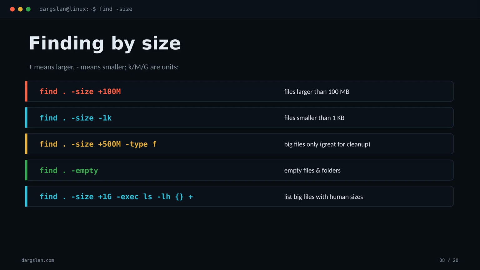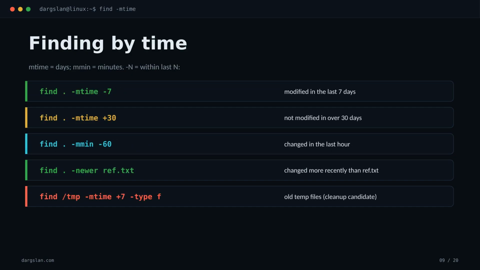a real cleanup superpower. From size, we move to time, finding files by when they were last touched. The pattern is straightforward. -mtime works in days, -mmin in minutes, and the sign in front tells find which direction to look. A -7 means within the last 7 days, while +30 means untouched for over a month. You can also compare against a reference file with -newer, which is perfect for catching everything modified since your last backup. And that final example, it's exactly how you hunt down stale temp files worth cleaning up.